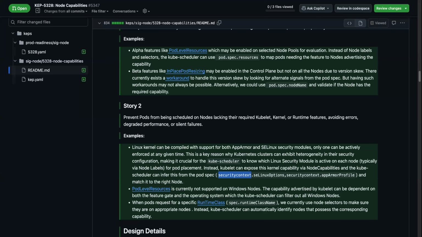Version skew. So the scheduler has to be updated first before nodes get updated. I think that's generally true, and we are recommending doing that anyway. So I think that's probably okay.